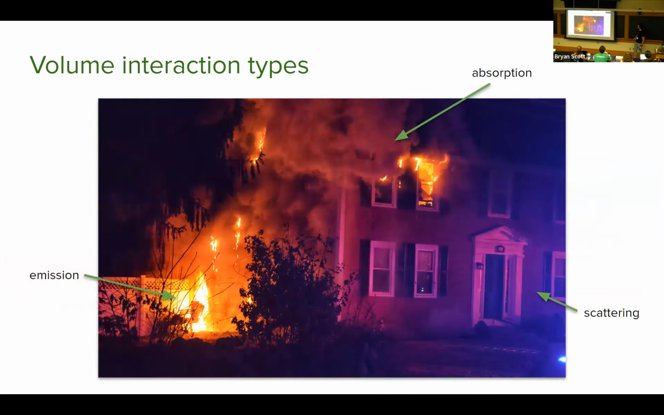Here is maybe not a very nice scene, but it combines all three types of interactions. You have emission from fire, absorption due to smoke, and scattering. There is some kind of fog here, and all that light is scattering.